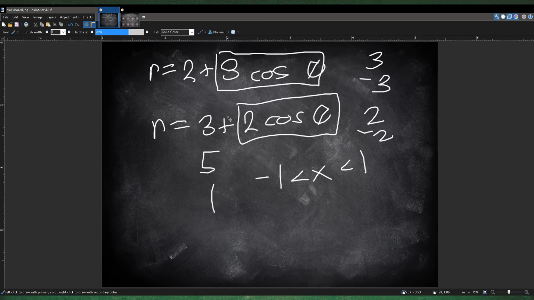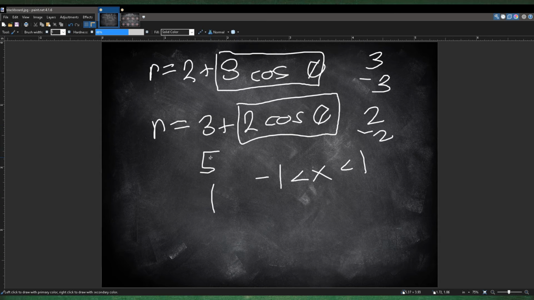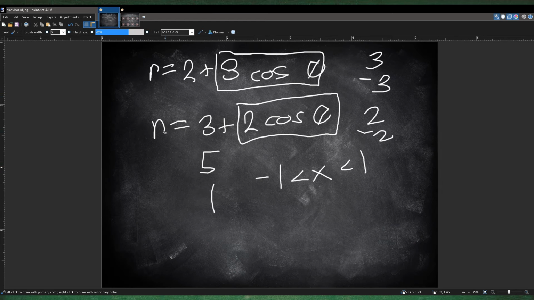Sorry, it's this case where A is greater than B, so the constant is greater than the coefficient. So it's not going to have that loop, because it's always going to be positive. For it to loop, it has to go around negative and then back up as a positive, or go positive and then down to a negative. It has to go either positive to negative or negative to positive, but it can't do that because it's always positive. So the radius only goes from 1 to 5.